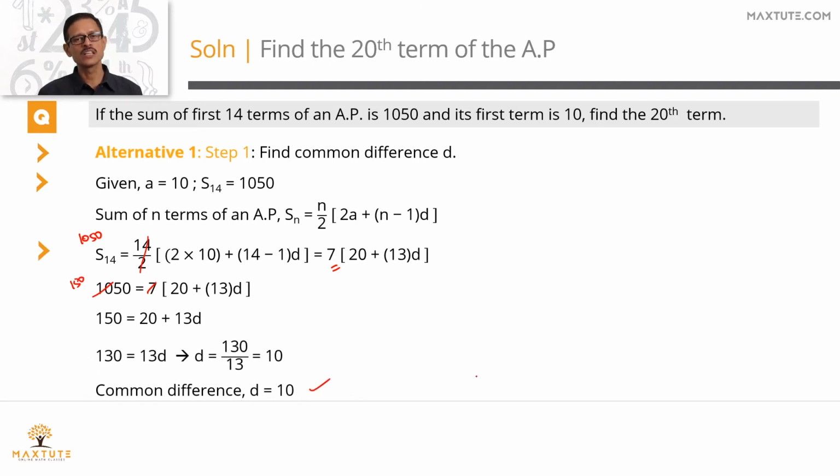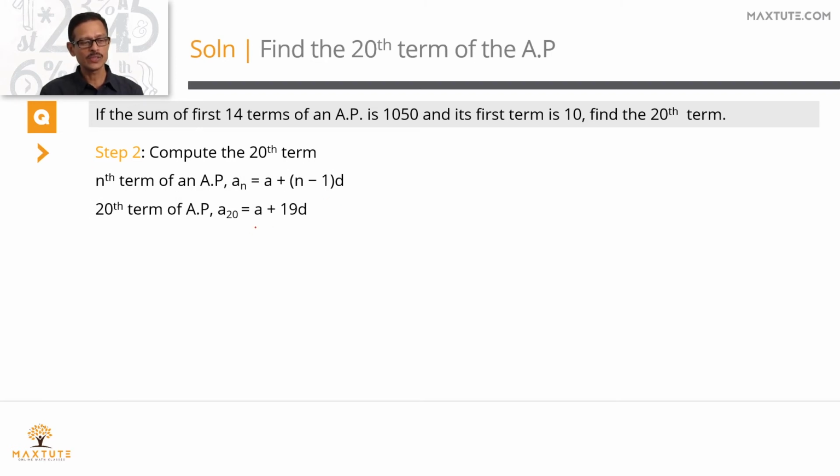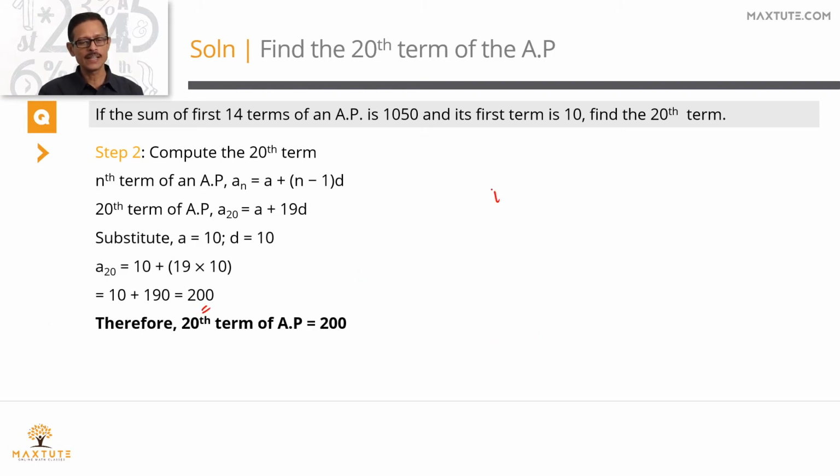The common difference of this arithmetic progression is 10. Plug it into the formula for finding out the nth term. The nth term is equal to a plus n minus 1 into d. n is 20. So a20 is a plus 19d. a is 10. d is 10. So the 20th term is equal to 200. Alternative 1 done. Very straightforward, very easy one.